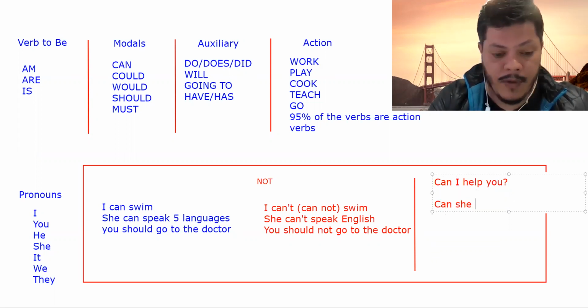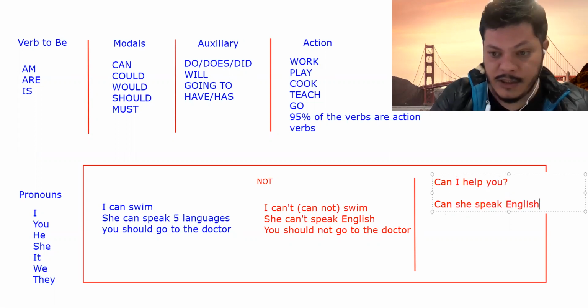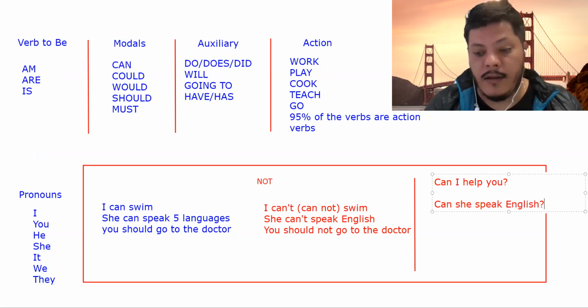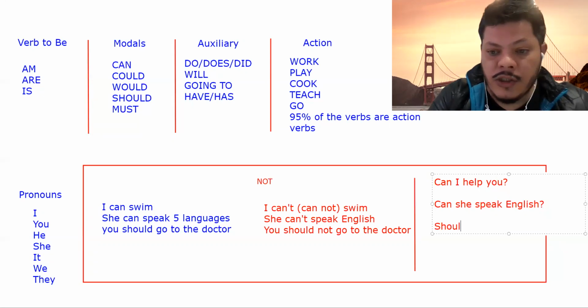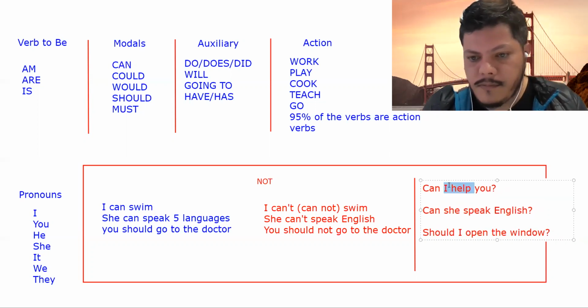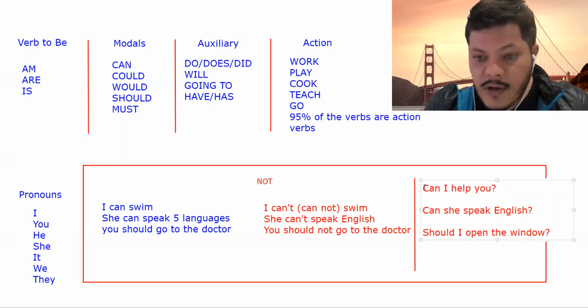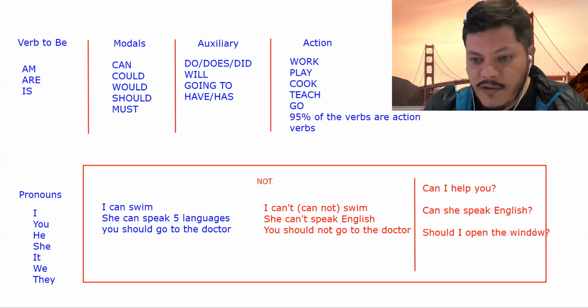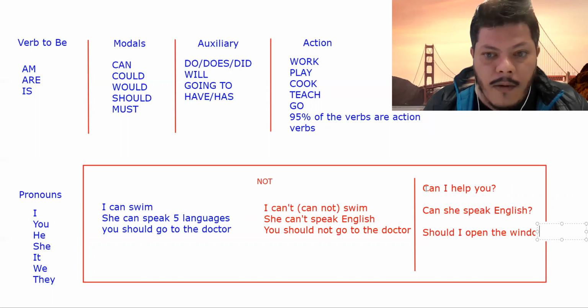Can she speak English? Again, another question. Should I open the window? Because I don't know, it's hot or cold. Let me change the color here. I'm going to put a nice shade of blue.